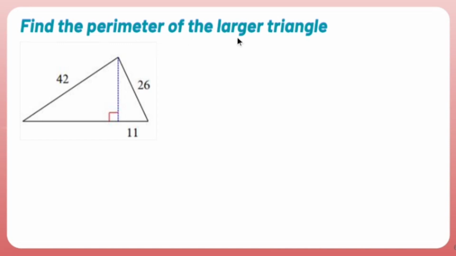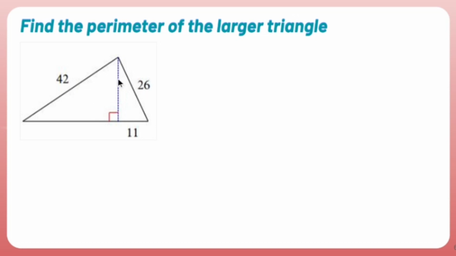Find the perimeter of the larger triangle. All right, let's see. I have 42, 26. This chunk is 11, but I don't have that part right there. Well, what I have is two right triangles inside a larger right triangle. Maybe this might not even be right, who knows? It doesn't matter. All I know is that this is a right triangle.